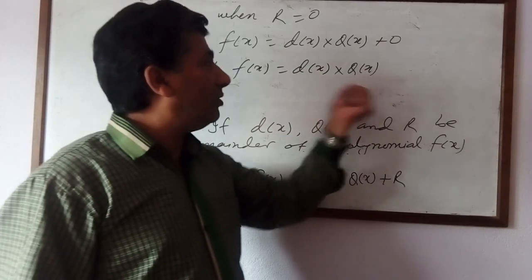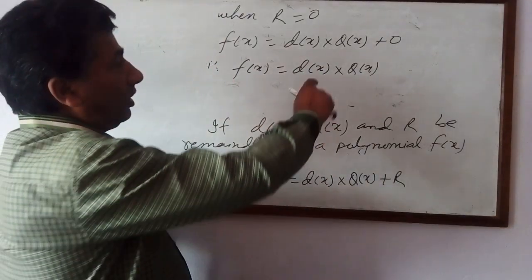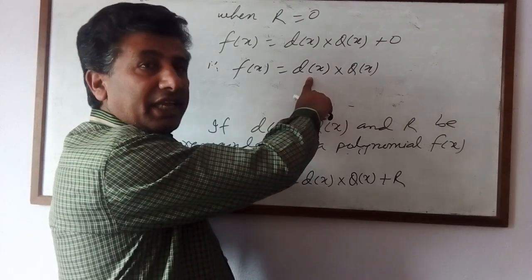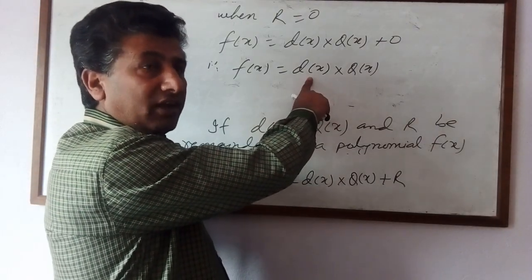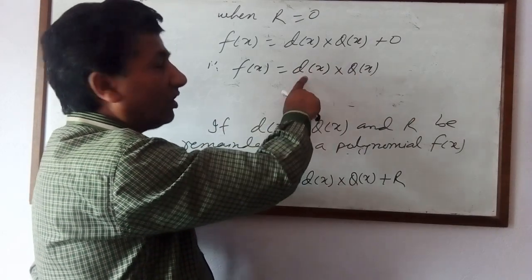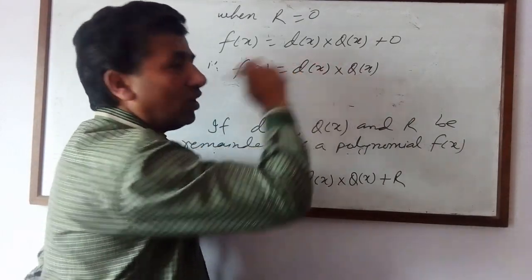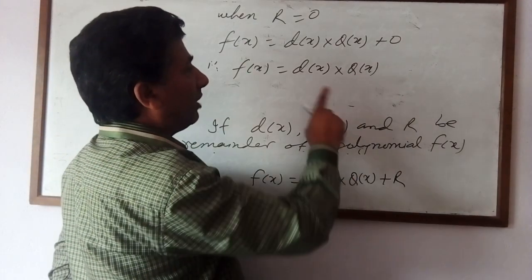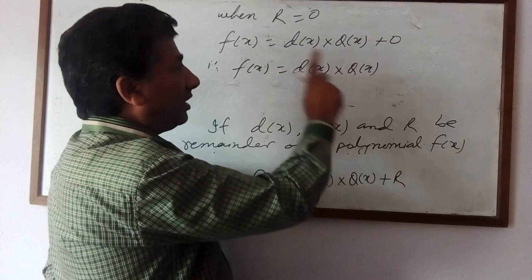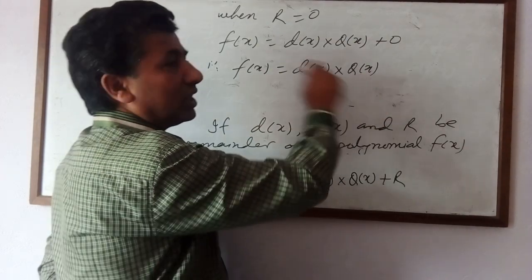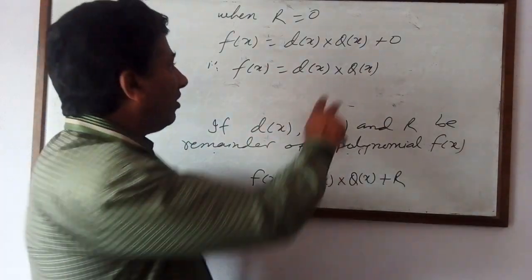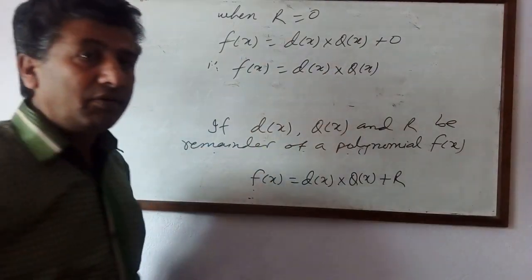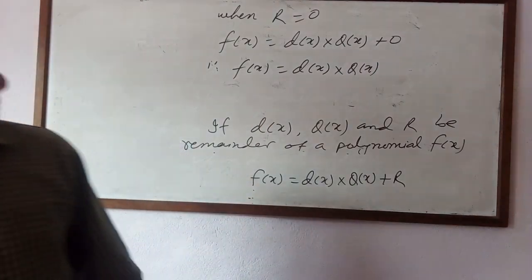Now one more point you need to understand from here. In our factor theorem, we have written only that the divisor will be a factor. When the remainder is 0, not only the divisor, the quotient also will be a factor. Both will be factors, but in our definition we mention only the divisor. When the remainder is 0, this quotient also will be a factor of fx. Now both are factors of fx. Now this is the factor theorem.